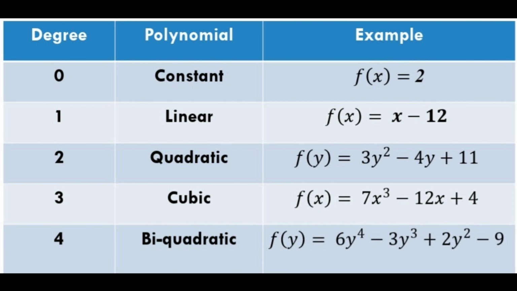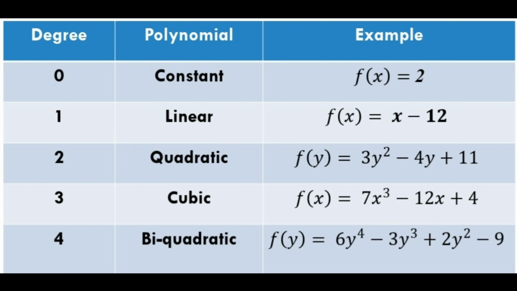Let's see the types of polynomials on the basis of degree. If a polynomial has degree 0, then it is a constant polynomial, like example 2. If a polynomial has degree 1, it is called a linear polynomial. Example x minus 12. A polynomial is called a quadratic polynomial if its degree is 2. Example 3y square minus 4y plus 11. A cubic polynomial has degree 3, like 7x cube minus 12x plus 4.